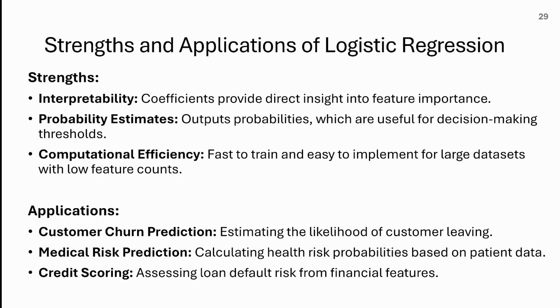So, what about strengths and applications of logistic regression? For the pros, it is interpretable. Coefficients provide direct insights into feature importance. It provides probability estimates, which are useful for decision-making thresholds, and it is computationally efficient, fast to train, and easy to implement for large datasets with low feature counts. As for the applications, logistic regression is popular in the fields where interpretability matters, like credit scoring, medical data, and customer churn predictions, for instance.